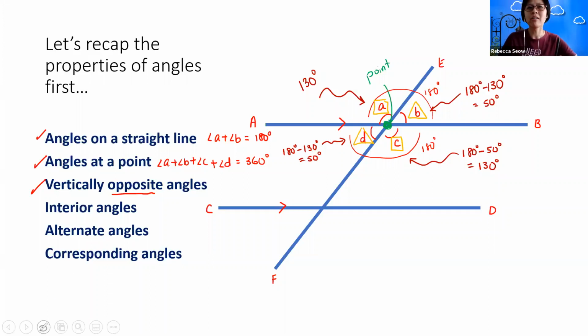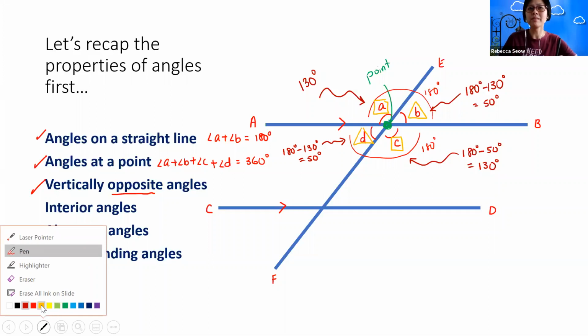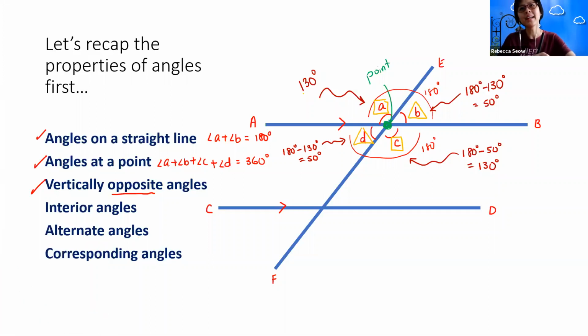Now, bearing in mind all these angles that we have found, what we can take note of is that angle A is actually equal to angle C. Angle B is equal to angle D. So this is what vertically opposite angles tells us. The angles that are opposite to each other, made up of two straight lines, are actually the same. So I'll put this down. Angle A equals angle C, and angle B equals angle D.